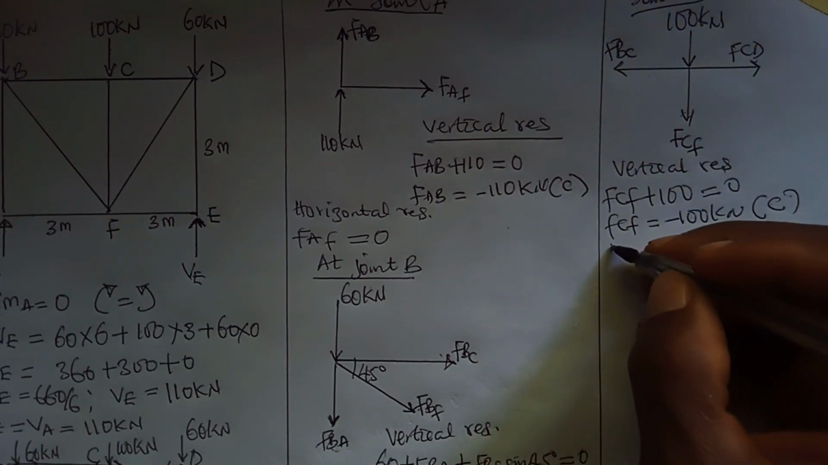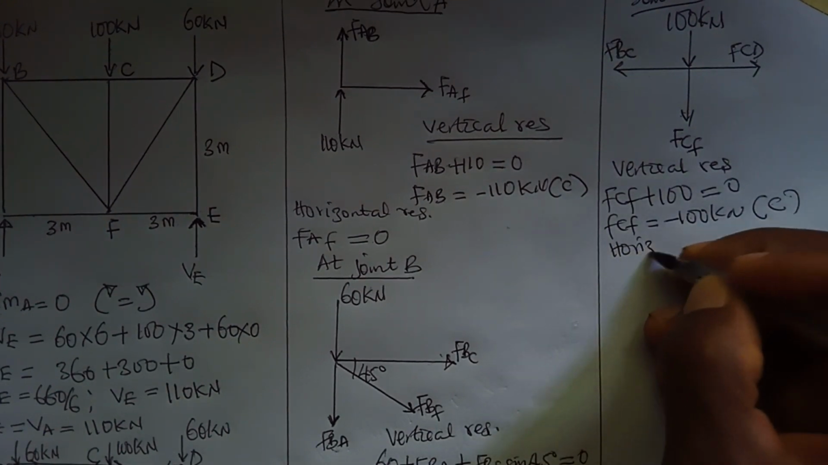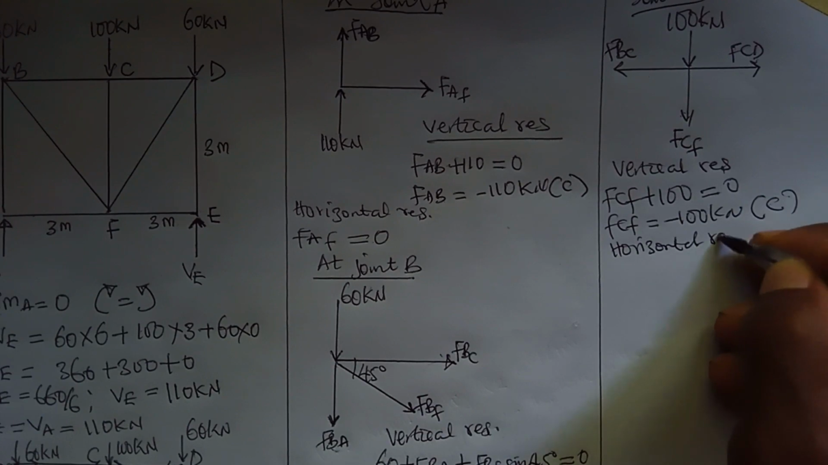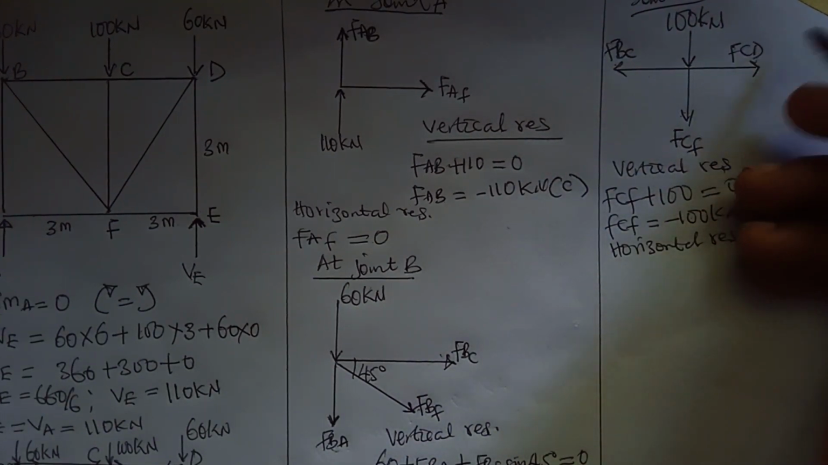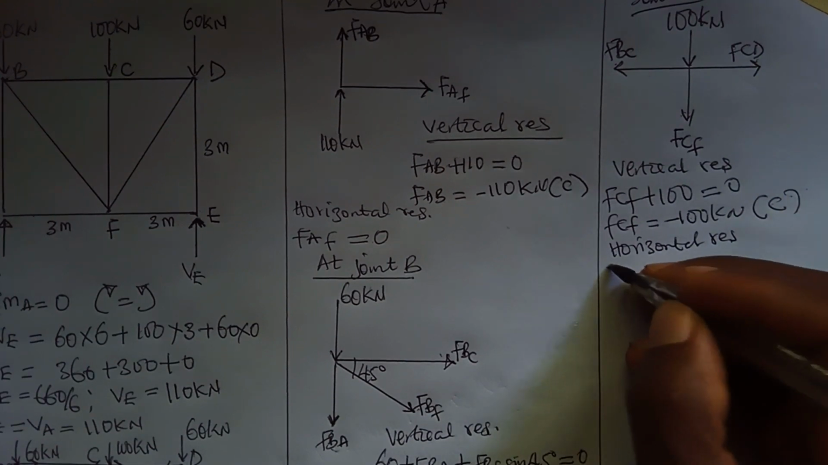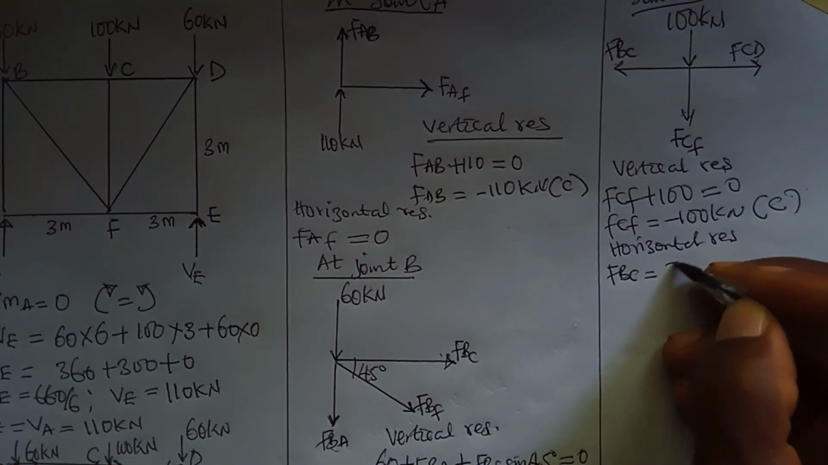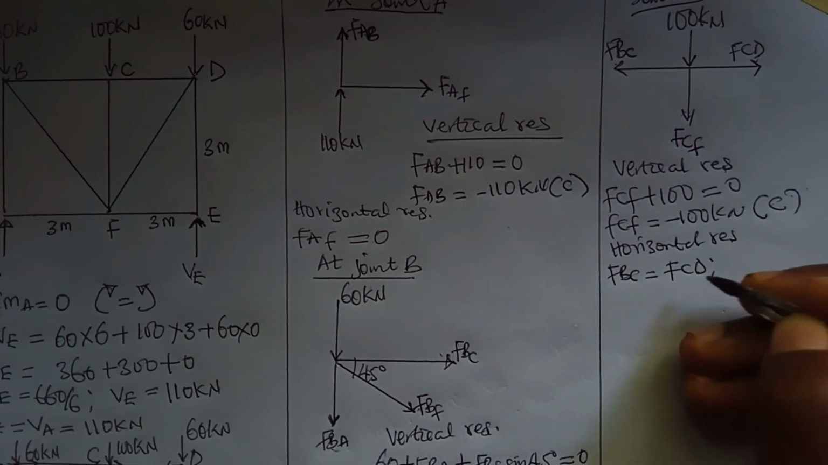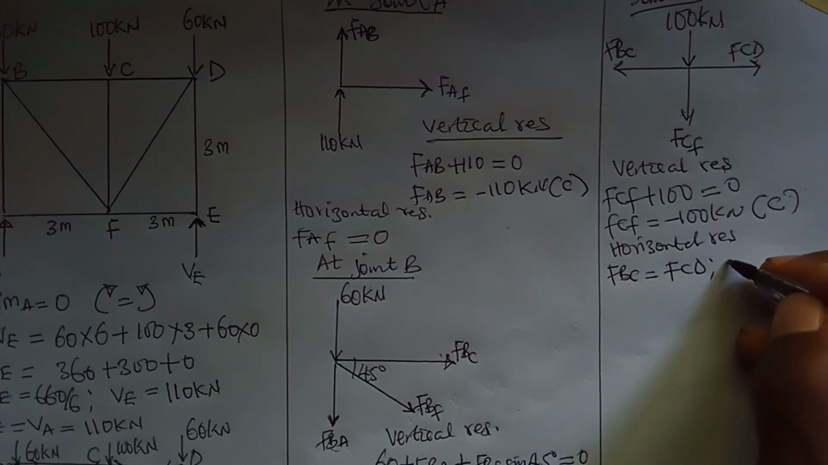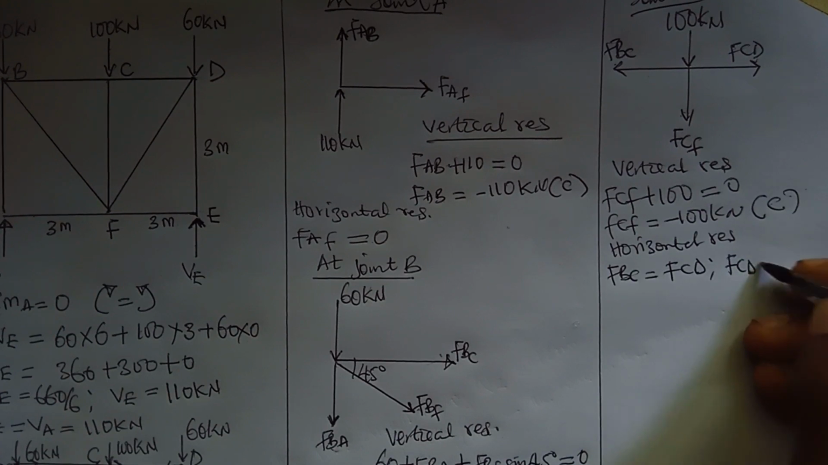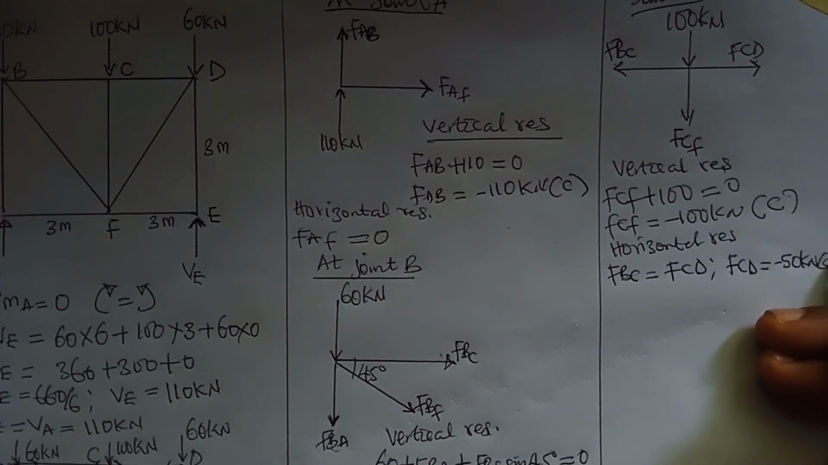Then for horizontal resolution, we have horizontal forces here, and we have FBC and FCD. The two of them are moving in opposite directions, so FBC should be equal to FCD. And we've already gotten our FBC to be minus 50 before. Therefore, our FCD is equal to the same minus 50 kilonewton. So this is also compression.